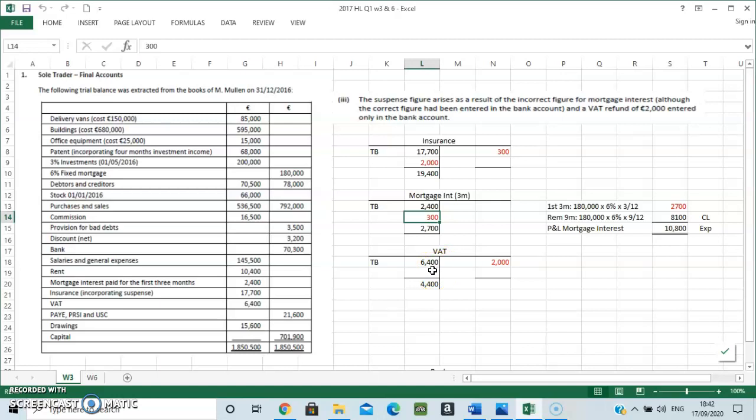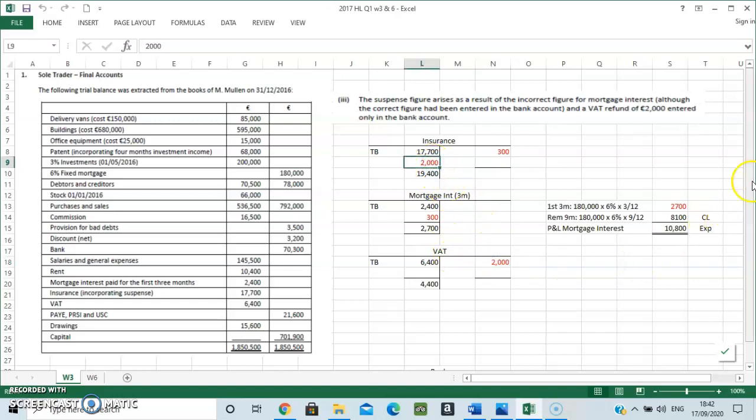Well, a VAT refund is reducing the amount that they owe us because they're paying us 2,000. So therefore you put it on the credit side here. It's reducing that asset, and you bring it from the credit side here to the debit side of insurance, and that's the second correction done like that.